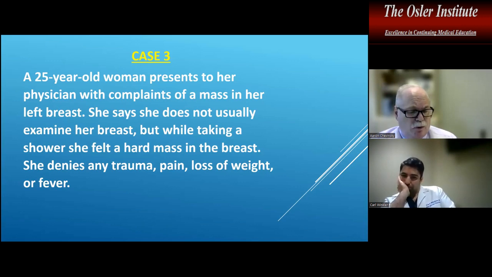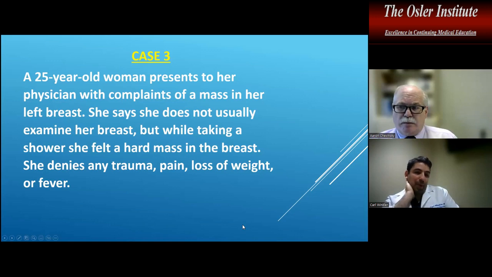Okay, so she is 25 years old. Menarche was at age 12. Her last period was 2 weeks ago. She's gravida 0, para 0. She's been on oral contraceptives for 10 years. Her aunt had breast cancer at the age of 60. When you examine her, you feel a mass, a movable mass in the upper outer right breast. It measures about 2 centimeters. It's not fixed. There's no axillary adenopathy. She's had a history of an appendectomy. She's on no medicines other than the oral contraceptives.